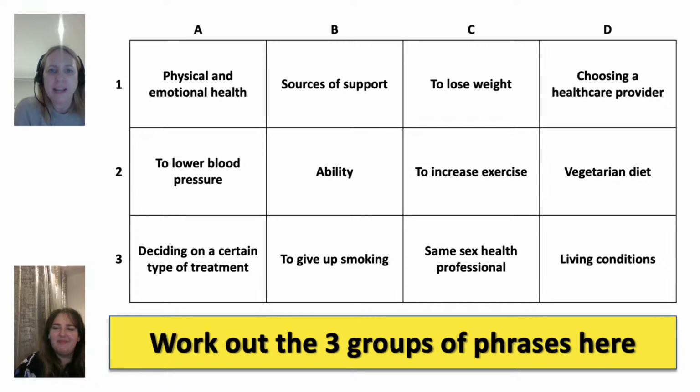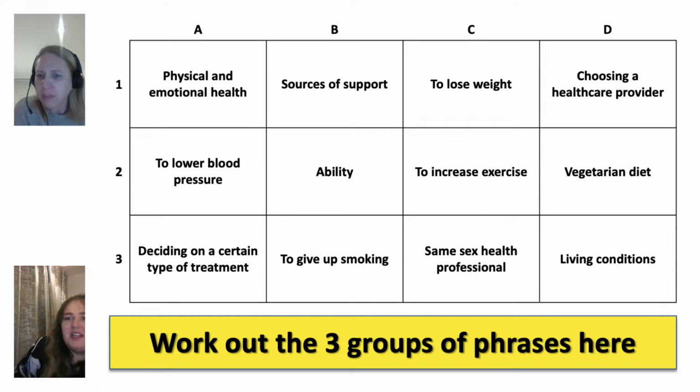Yeah, that's good. Sana B has gone for lose weight, increase exercise, and give up smoking. So they sound like they're quite well connected, don't they? Lose weight, increase exercise, give up smoking. They sound like things that you might need to do. So I'm going to give you another hint: that category is things that you need to do. But what else might be in that group? If you've got to lose weight, increase exercise, give up smoking, what else might you need to do? And who else have we got here now?